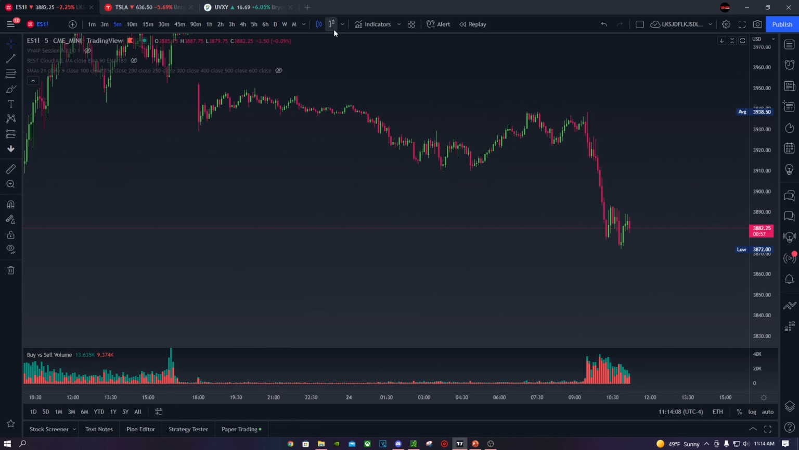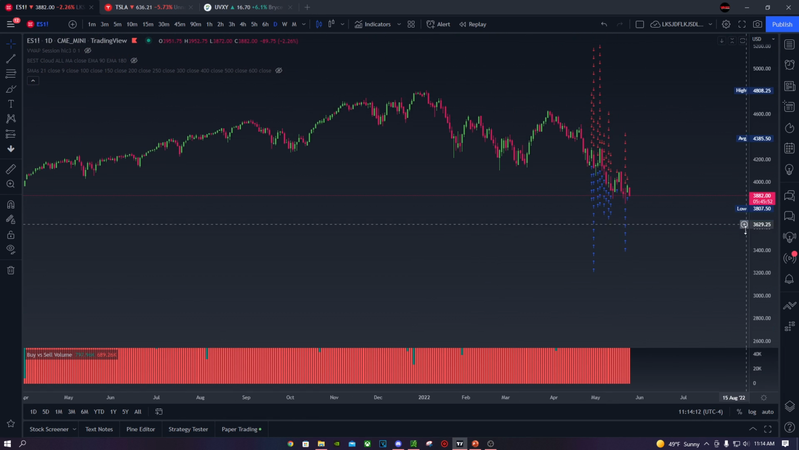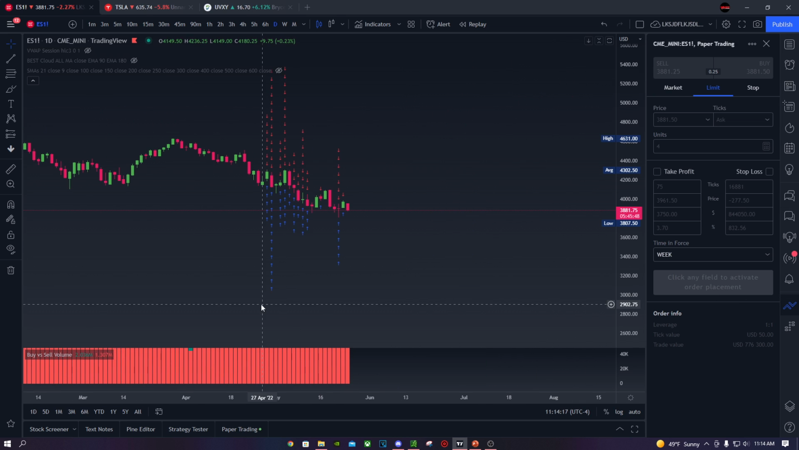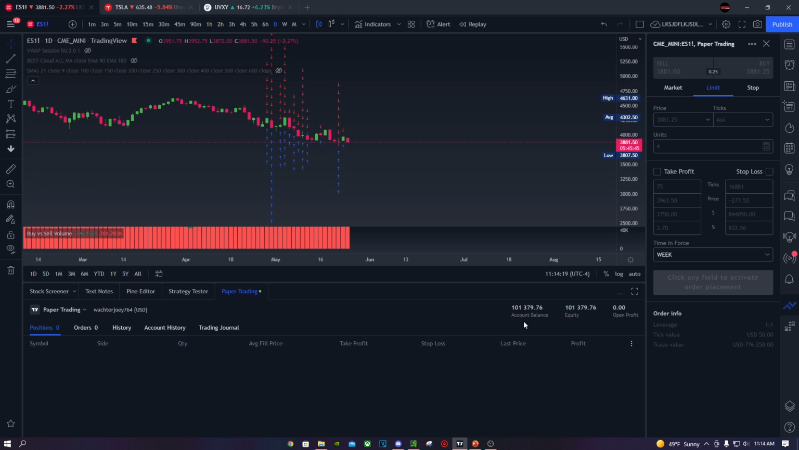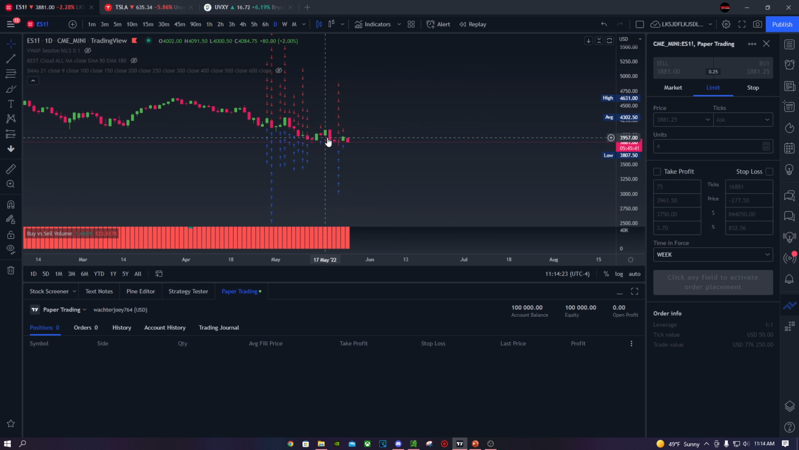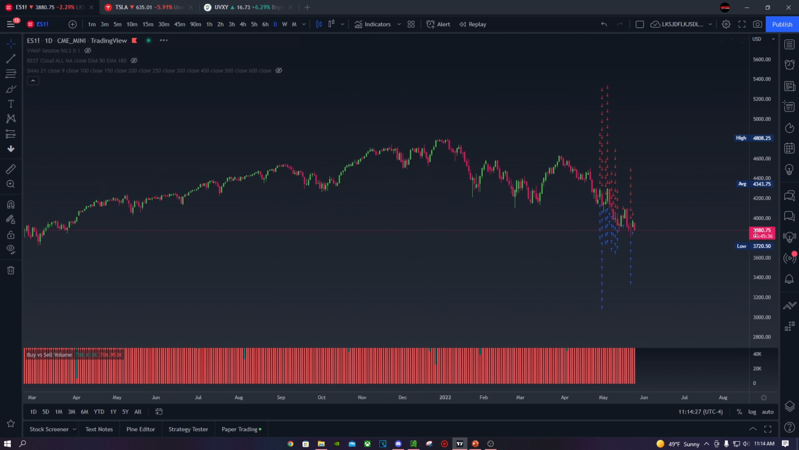So let's take a look. This is on the ES, right? Let me clear this. Will that clear that? No. Okay. Anyway, we're going to start on a daily time frame.